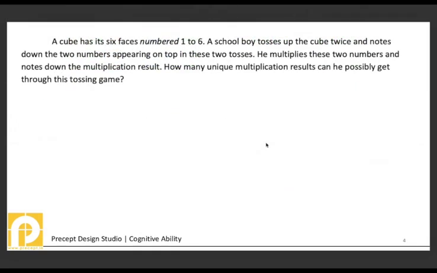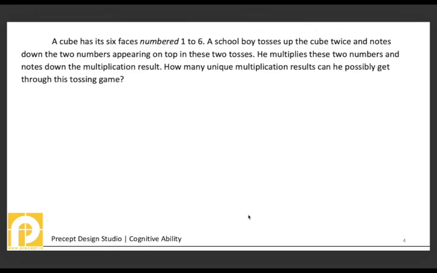A cube has its 6 faces numbered 1 to 6. A schoolboy tosses up the cube twice and notes down the 2 numbers appearing on top in these 2 tosses. He multiplies these numbers and notes down the multiplication result. How many unique multiplication results can he possibly get through this kind of a tossing game? Okay, so let's do this. We're given a cube numbered 1 to 6. We have to identify unique multiplication results.